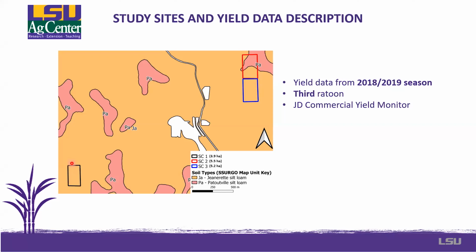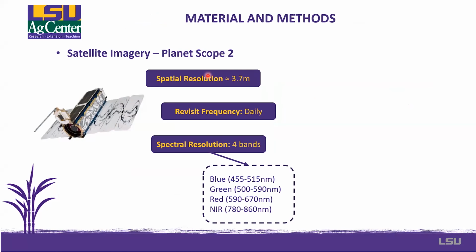We used as the real yield for those fields a commercial yield monitor from John Deere. Basically, we got those boundaries, which you can see right here in this image, three fields, and we got all the information from the 2018-2019 season for satellite data. We used a satellite called PlanetScope 2. It has a 3.5 meter pixel resolution and a daily revisit frequency, which means it comes by the same field at least every day.